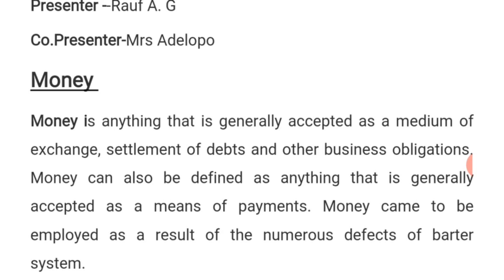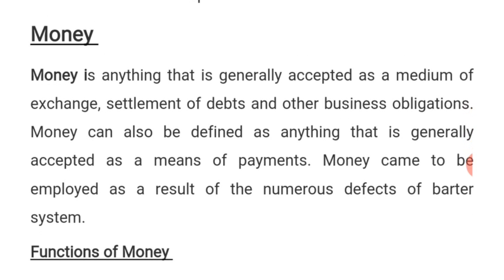That is, what we refer to as money must be generally acceptable by the people. Not only that, it must be accepted in a way that when it is used in exchange for other things, it must be accepted. For example, if money is taken to the market in exchange for goods or services, it must be accepted. Not only that, it is also seen as a settlement of debts. That is, goods or services can be enjoyed now and the payment can be deferred to a future time. So that is settlement of debt and other business obligations. Other business obligations we shall be looking into when we get to functions of money.